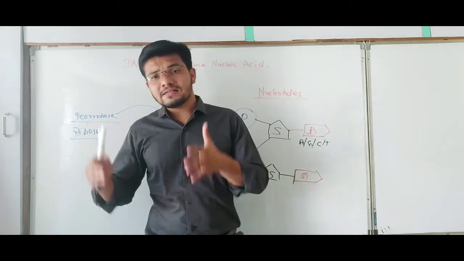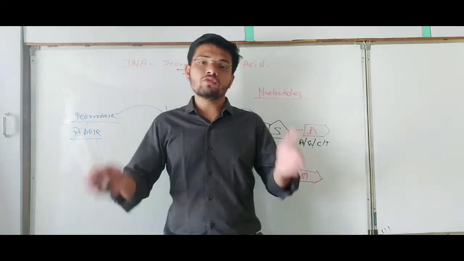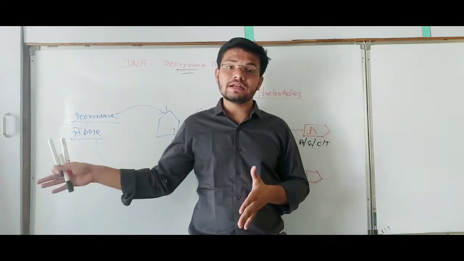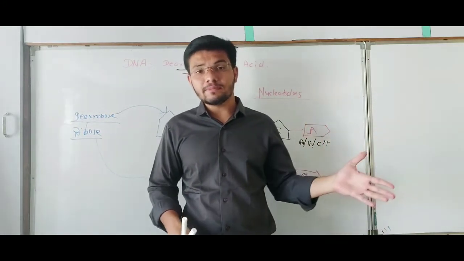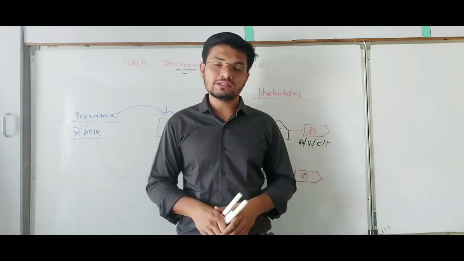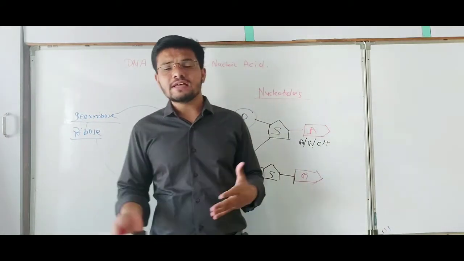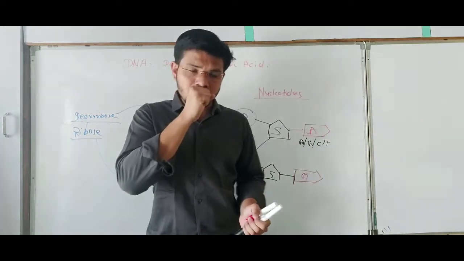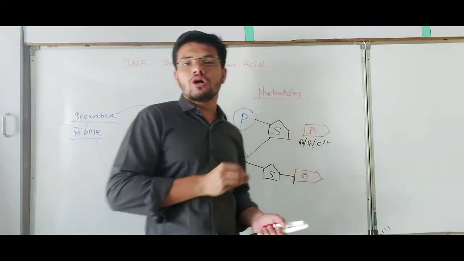Most RNAs are single stranded. They can be folded and look like double stranded, but most of them are single stranded, and DNA is double stranded in structure. So these are a few differences between DNA and RNA. Let's come back to the structure of DNA.